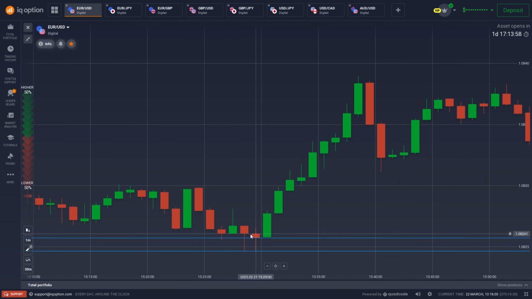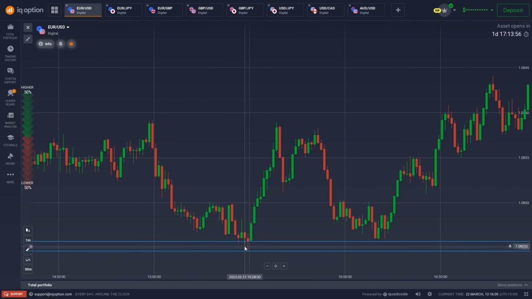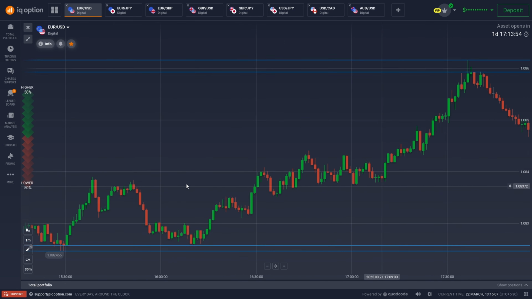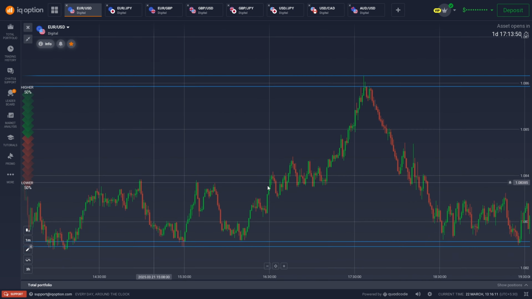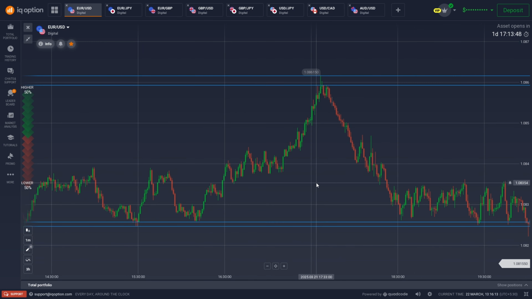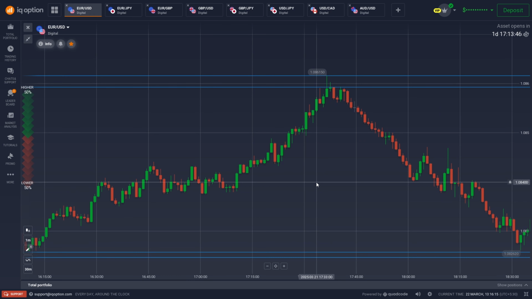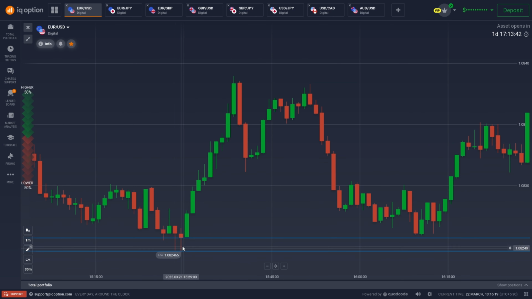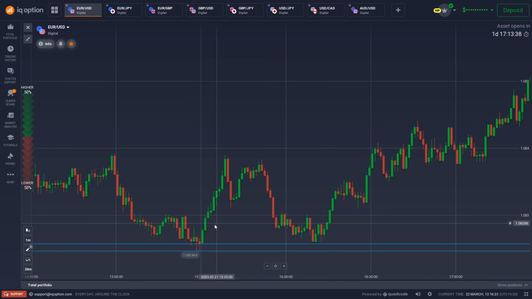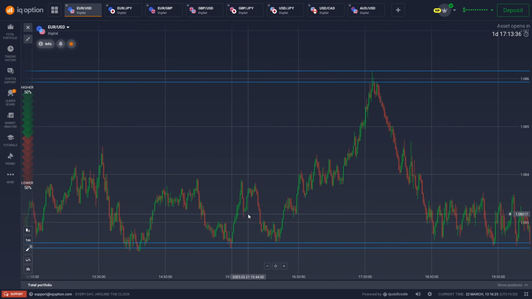So this is our zone of support where the buying pressure exists, and this is the resistance zone where selling pressure exists. By selling pressure I mean pending sell orders in large number, and by buying pressure I mean pending buy orders in large number, because then only the price will reverse.